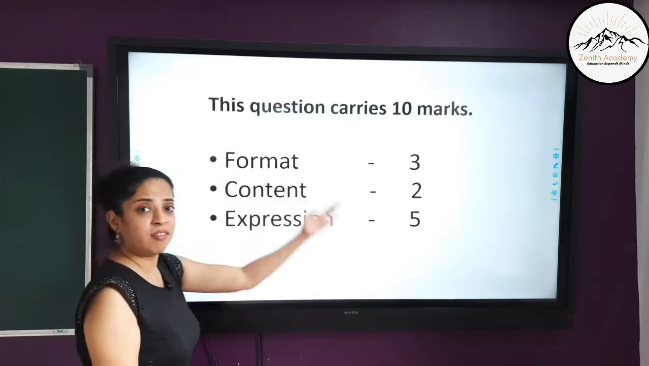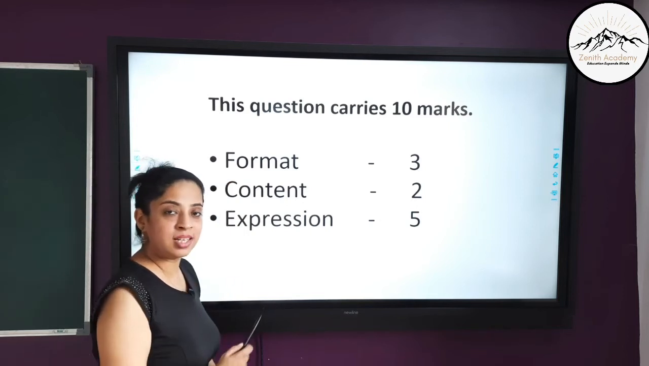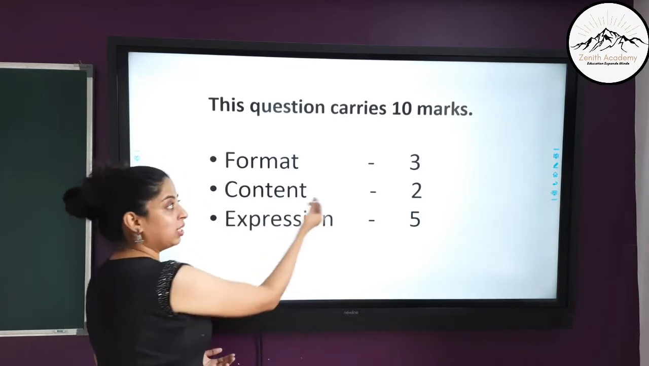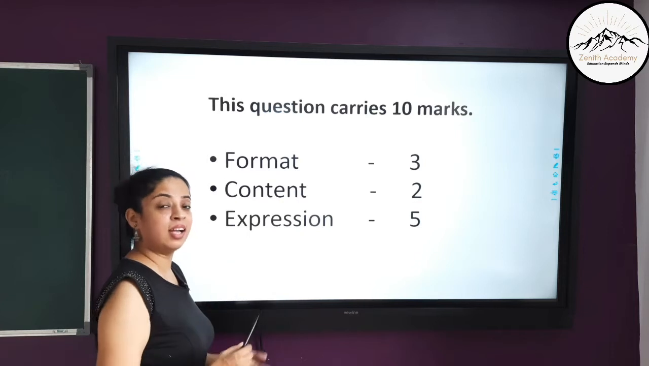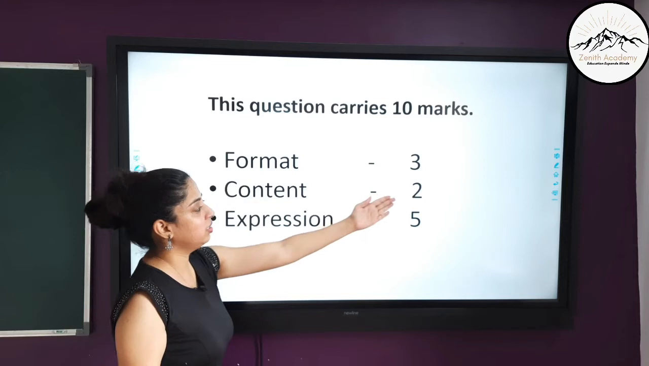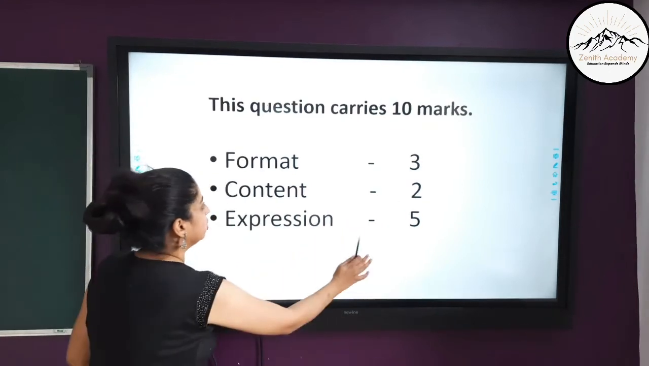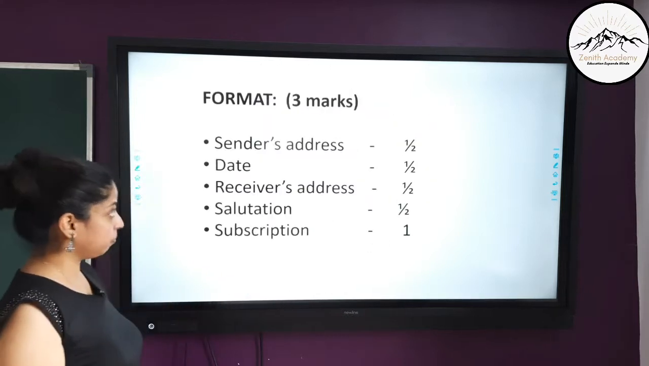First let's have a look at the marks distribution. This question carries 10 marks in the ICSE examination. The format carries 3 marks. So if you have written the letter in a perfect format, you already get 3 marks. Then content gives you 2 marks and the expression gives you 5 marks. So let's talk about each of them.